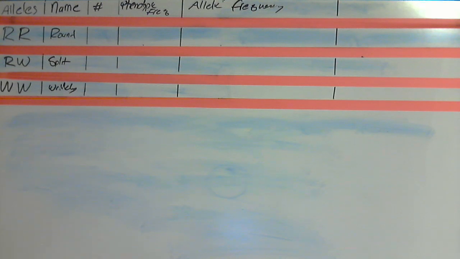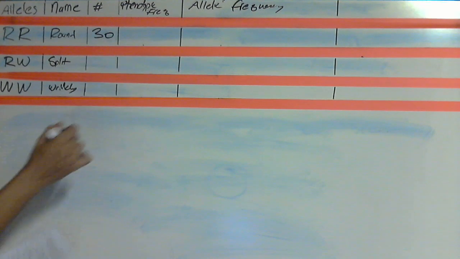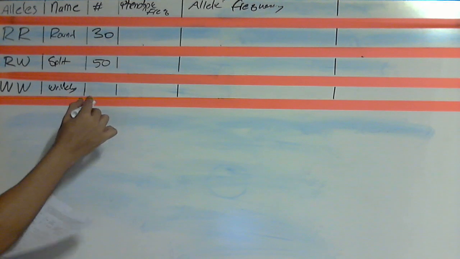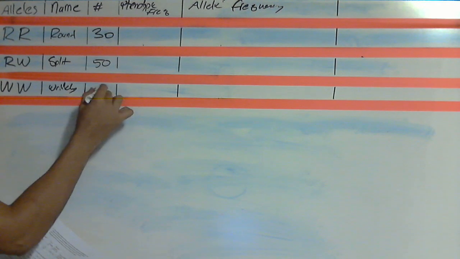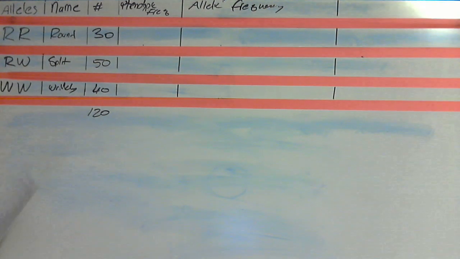How many did they give us here of the round? They gave us 30. Okay, how many of the split did they give us? They gave us 50. And how many of the wrinkly? 40. So my total population is 120. Same as last time, all right? Except for the alleles. So let's keep going.